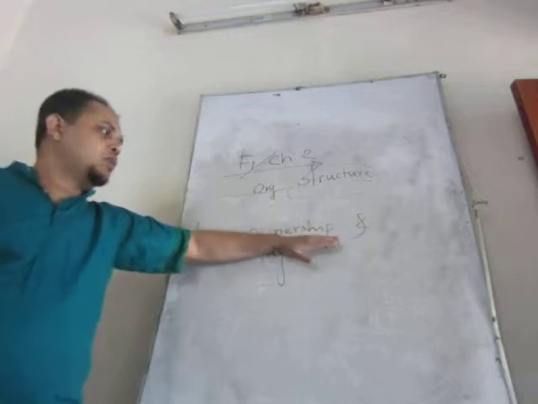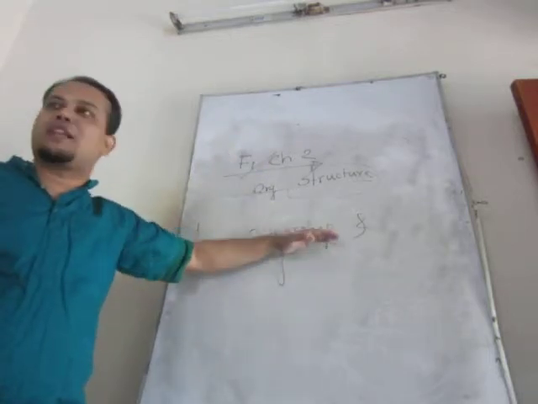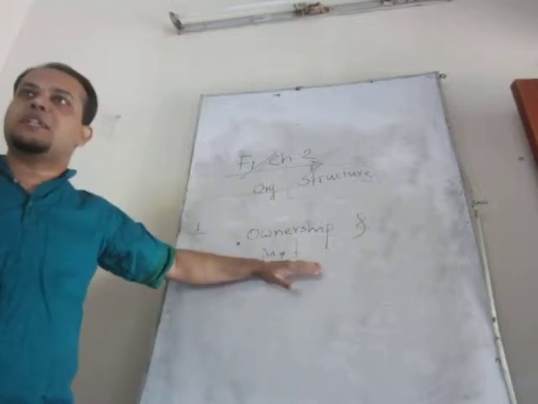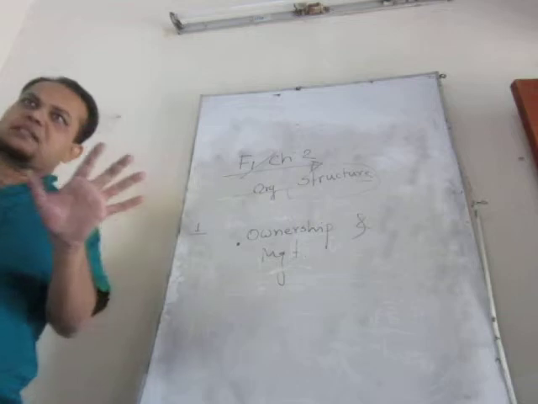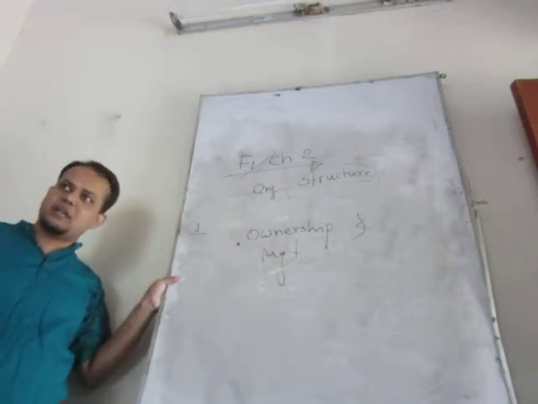So there is a big difference between owners and managers. Who are owners, they are not operating the business, and who are operating the business, they are not the owners. Even in some cases, the board of directors may be shareholders. Clear? Okay.